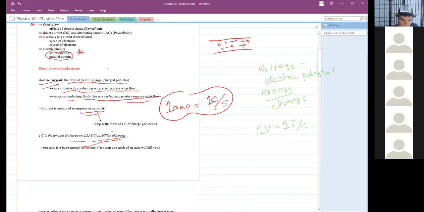I didn't go through this too much, but the charge on an electron is really, really small, 10 to the minus 19 coulombs, which means 1 coulomb of charge is the charge on 6.25 billion electrons. So an amp is a huge amount of current. We often deal in milliamps, which is a thousandth of an amp, or microamps, which is a millionth of an amp. All right, let me pause.